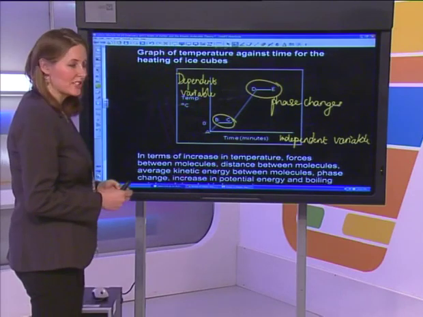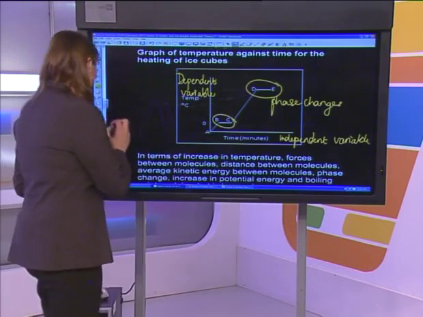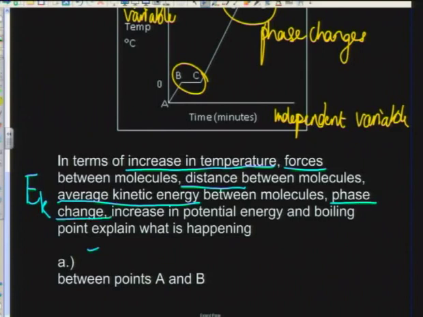Let's continue with this question. So we have a graph of temperature versus time for the heating of ice cubes, and we've got some questions to answer. In terms of an increase in temperature, the forces between particles, so we've got a lot going on here. Is there an increase in temperature? Are there forces going on between molecules? The distance between molecules, the average kinetic energy, I'm just going to write that as EK to indicate the kinetic energy. The phase change, increase in potential energy. The potential energy is the energy the substances have because of their state. And boiling point, what is happening?